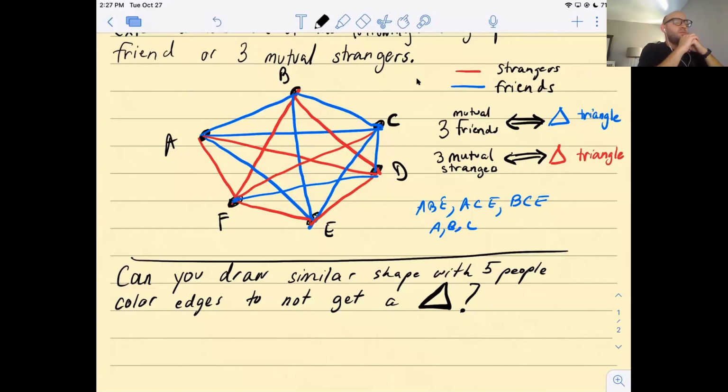So either 2 things. You can either draw 6 people just like we did, color them randomly, and find the triangles, or you can try to draw 5 people and see if you can do it in a way that there's no triangles at all. So if you draw 5 people, it's going to be just 5 dots, and then you color the edges between them. It's going to be like a pentagon, but you do the edges and all the diagonals as well.